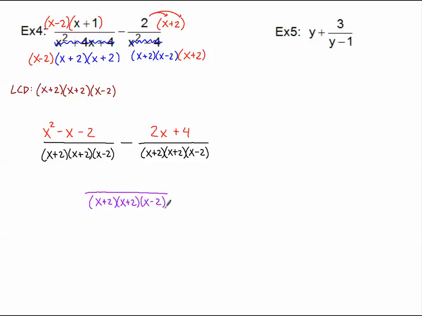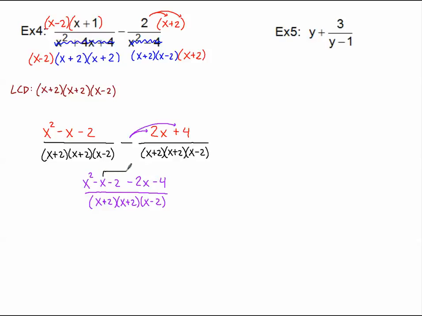And now let's see what the numerators become. X squared minus x minus 2 minus, now watch out for subtraction. Not only are we subtracting the 2x, but we're also subtracting the 4. It's like distributing again, negative 2x and negative 4. So now we have one fraction, and we just have to clean up some like terms in the numerator.